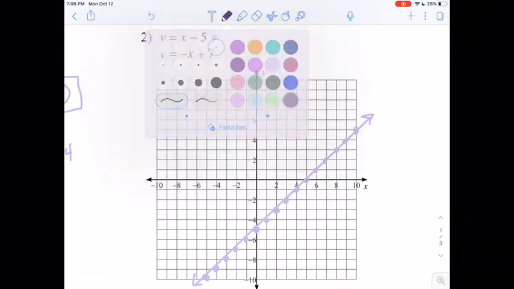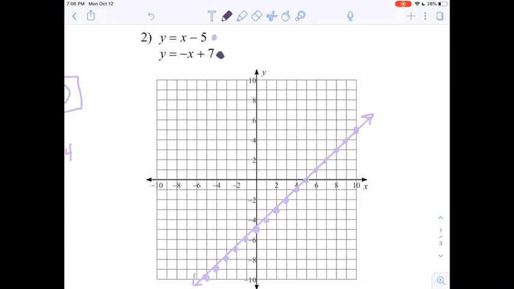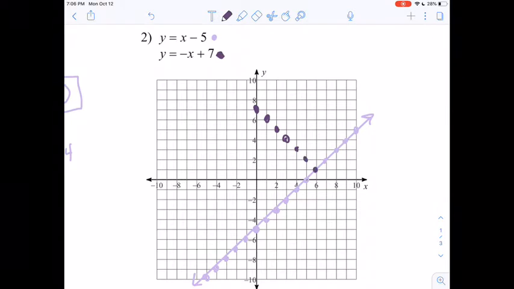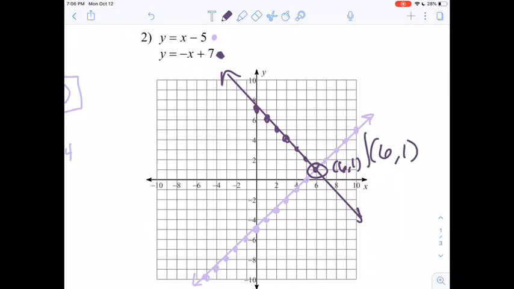And then for the second one, my beginning is at +7 and my slope is -1 over 1. So I'm going to keep going down and to the right until I intersect with the other line. So this is where I cross with the other line. That's my solution. The intersection point is always the solution, and that point is at 6, 1. So my solution is 6, 1. And again, what this is saying is x is equal to 6, y is equal to 1.